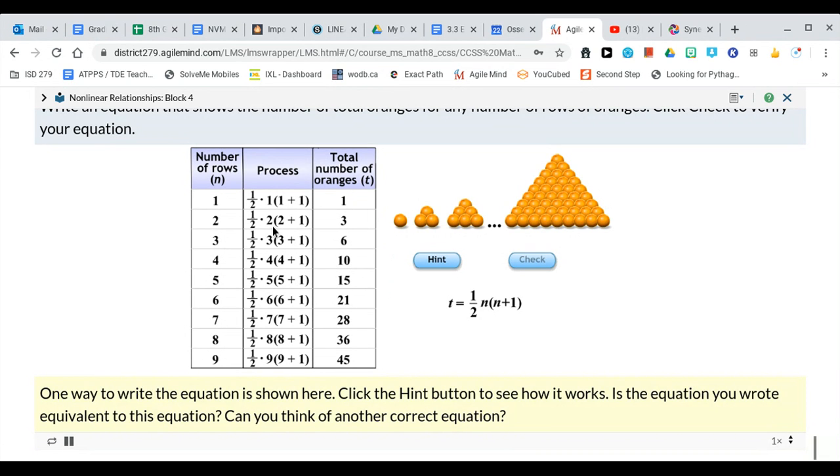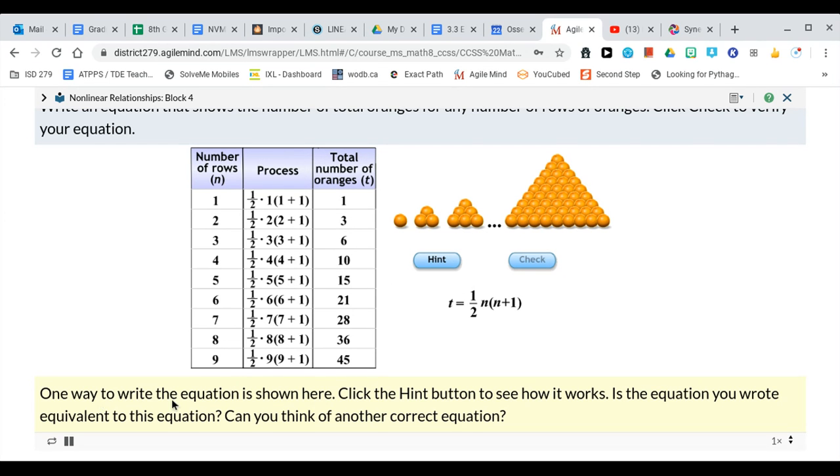Then they put in the 2 in the middle. 1/2 times 2, well, that's just half of 2, which is 1, times 2 plus 1, which is 3. So 1 times 3 gives us 3. Same thing here. Half of 3 gives us 1.5. 3 plus 1 is 4. 4 times 1.5 is 6.